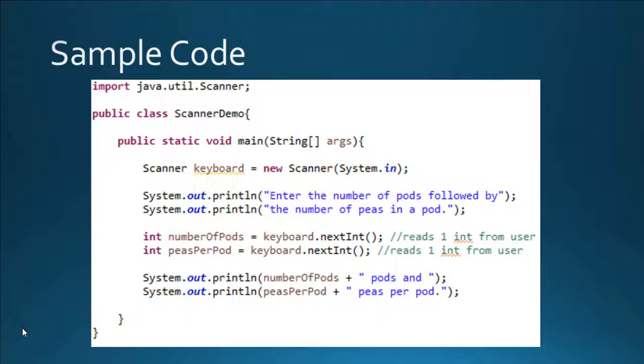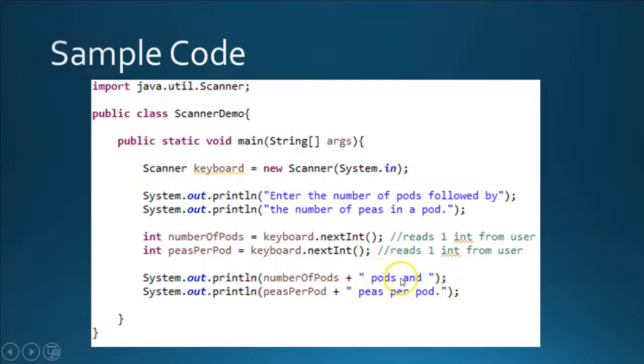So I have the import code up here at the top, and then I have Scanner keyboard = new Scanner(System.in), System.out.println, enter the number of pods followed by System.out.println, number of peas in a pod. So I'm going to take these two ints, so int numberOfPods = keyboard.nextInt, and this is how you're going to use this code to get your scanners. You have to use .nextInt. We'll talk about that here in a few minutes. int peasPerPod = keyboard.nextInt, so they're both reading in one integer, just one.